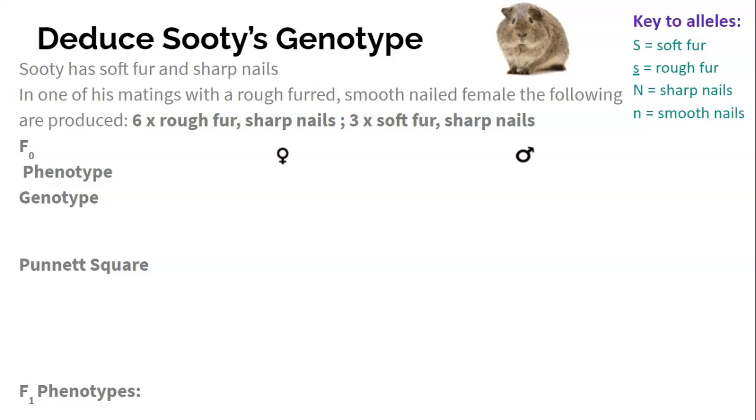Well, in one of his matings, he was mated with a rough, smooth-nailed female. Both of those are recessive, so in this case, it's like we're doing another test cross. And I know that my offspring were rough and sharp-nailed and soft and sharp-nailed. So here are our possible genotypes for the female he was mated with, right? Has to be homozygous recessive, and Sooty himself. We don't know what he is, so he could be any combination of these.